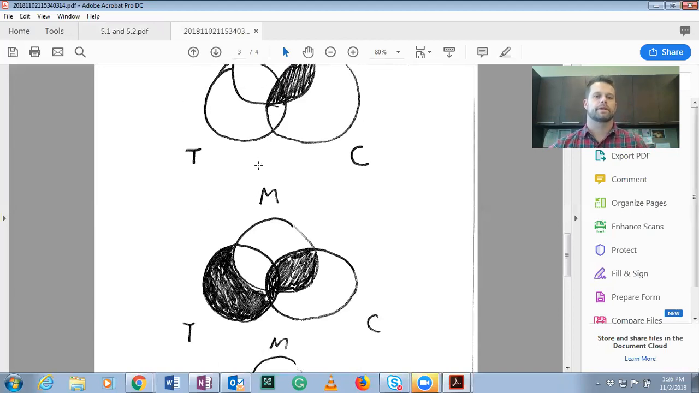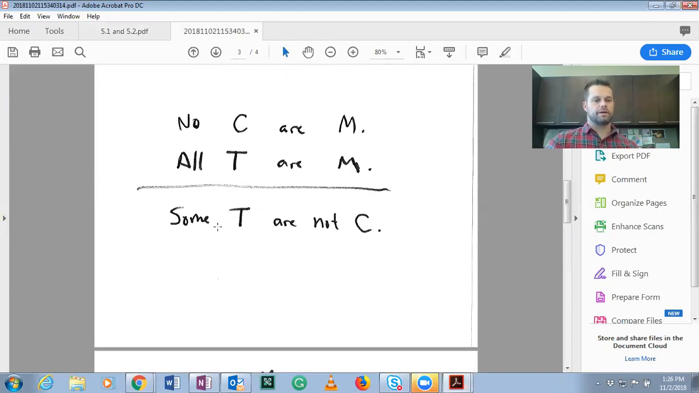Okay, we have a particular conclusion, some T are not C. And so we need to see if some T are not C.